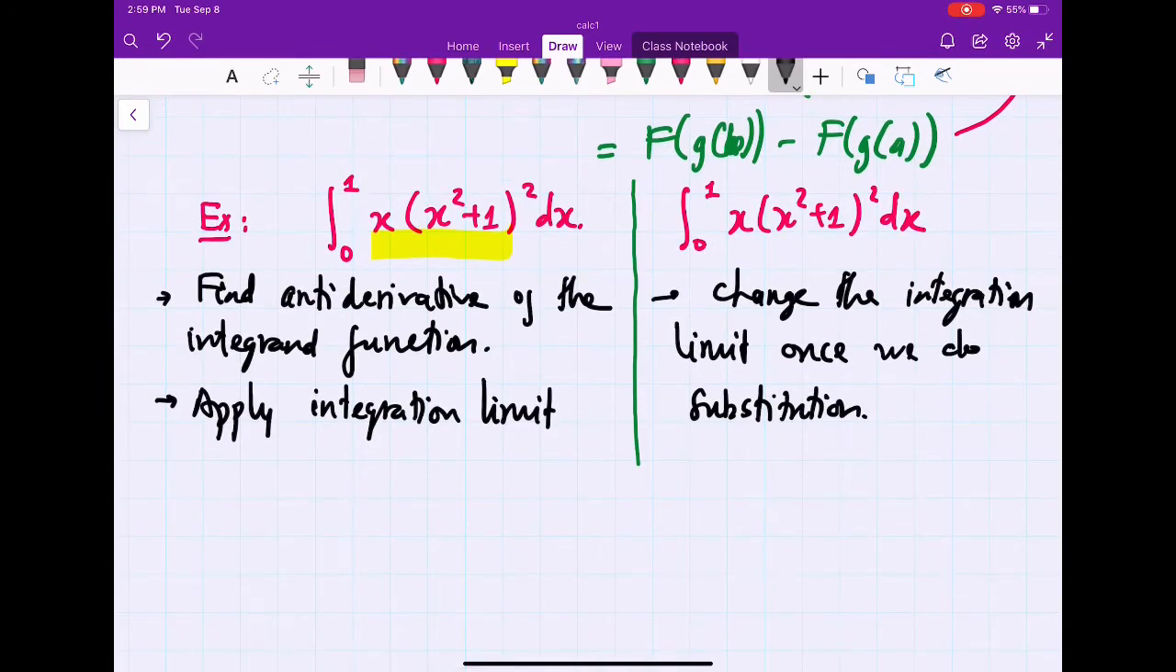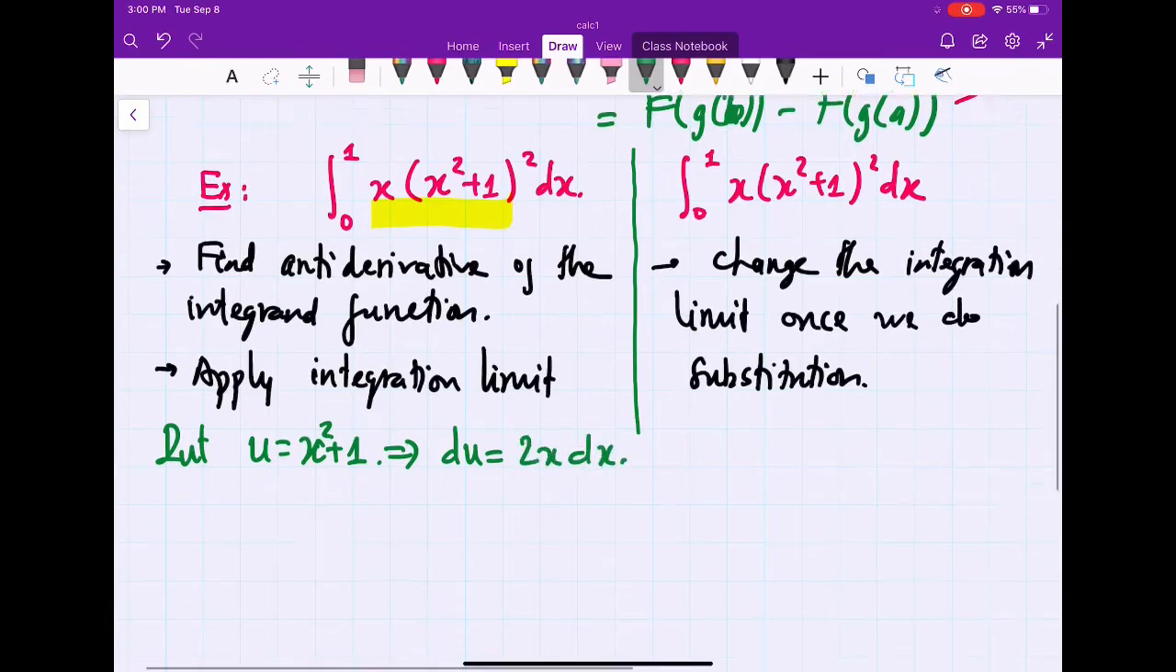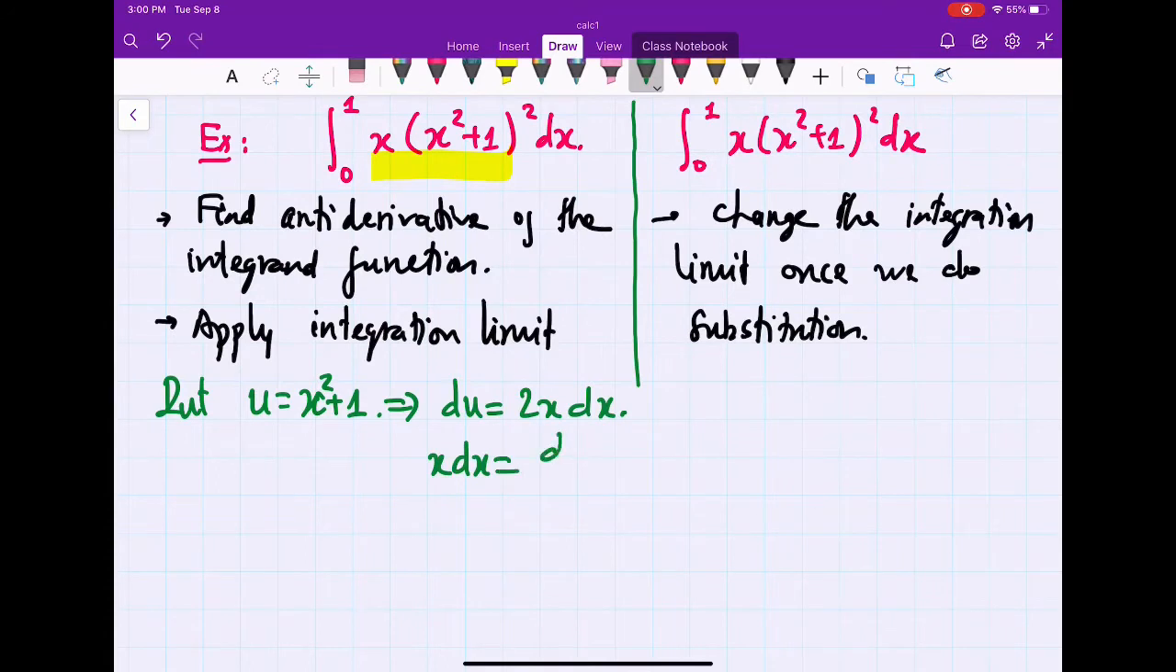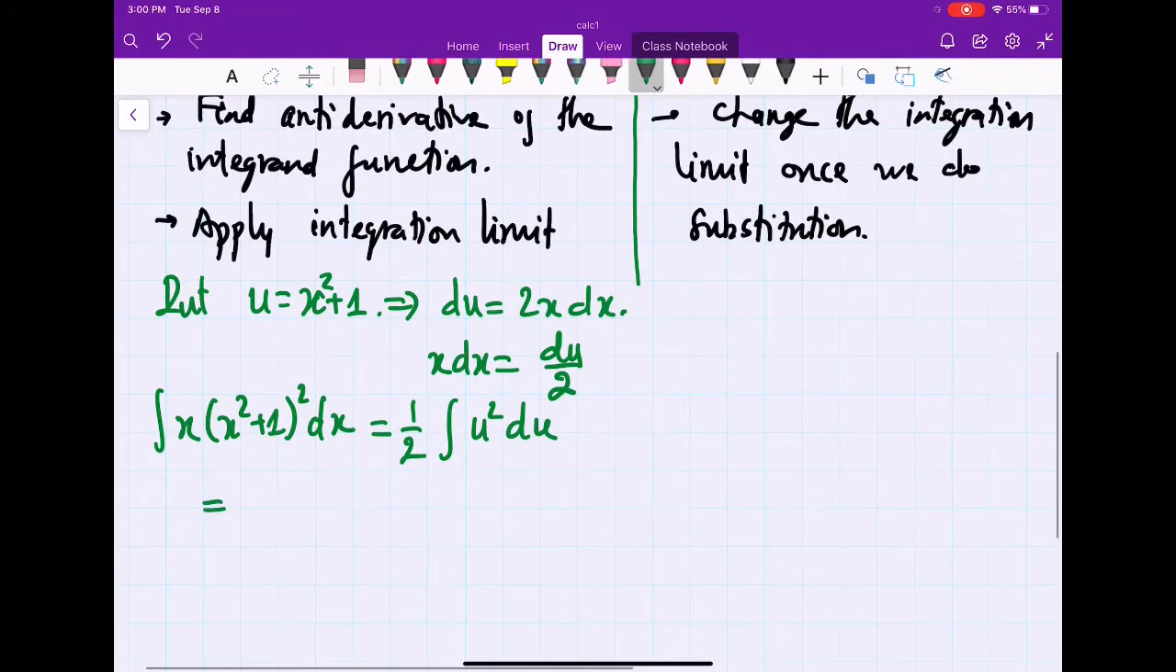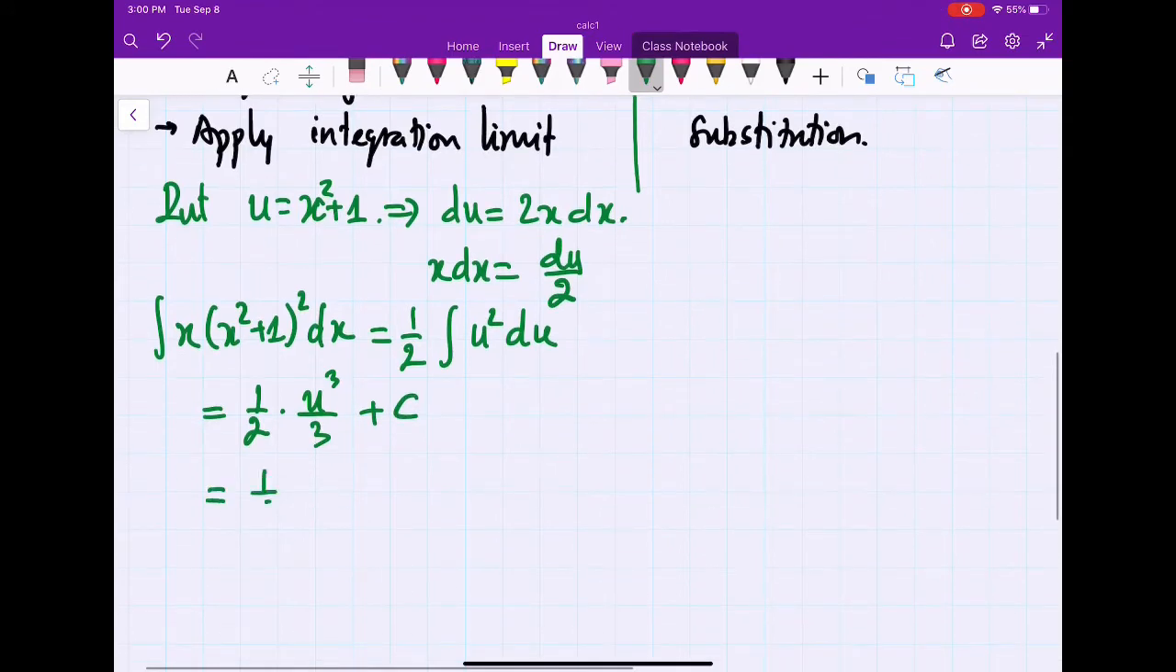For the first one, it's obvious that we need to put u equal to x squared plus 1, and we solved this problem already in the previous video. I have du equal to 2x dx, so x dx is equal to du over 2. Now I can rewrite my integral: (x squared plus 1) squared dx equals, with x dx being 1/2 du, 1/2 times u squared du, because you have x squared plus 1 squared. You use the power rule: 1/2 times u cubed over 3 plus c. So that is 1/6 (x squared plus 1) cubed plus c.